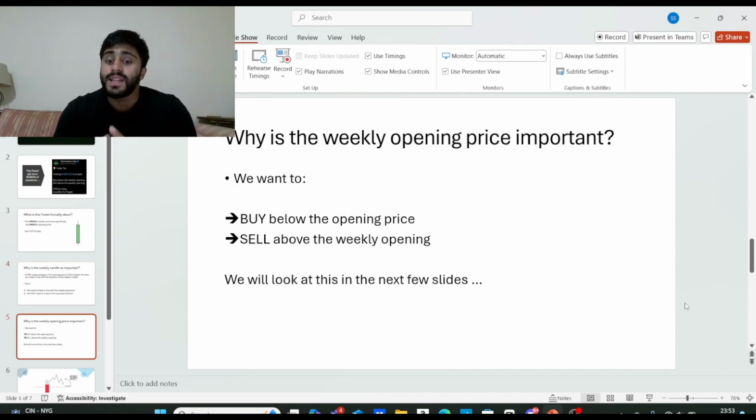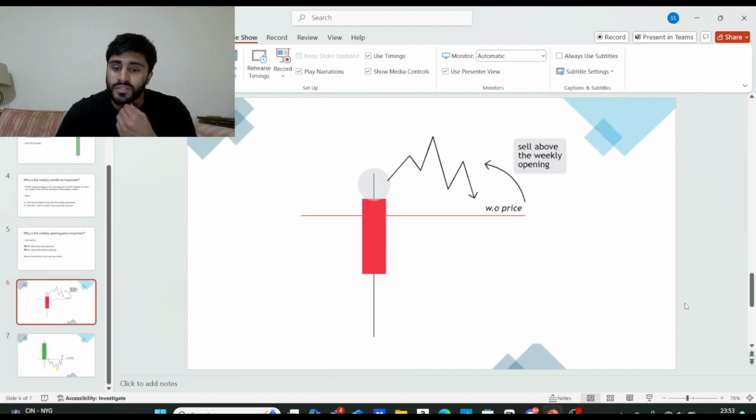So why is the weekly opening price important? It's really simple. We want to be buying below the weekly opening price. We want to be buying when price is below the Sunday 5 p.m. Eastern open, and we want to be selling when price is above the Sunday weekly opening. It's really that simple. Let's quickly look at some schematics on the slides.